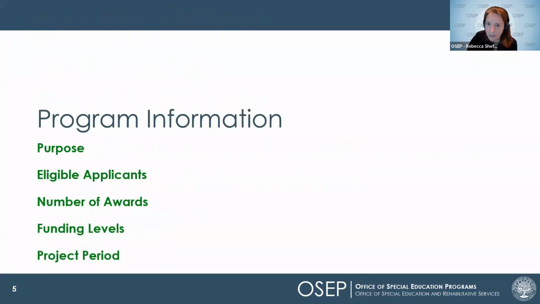In the following section, I will go over important information, including the purpose of this priority and eligible applicants. I will also discuss the funding level for the 84.327Z competition.